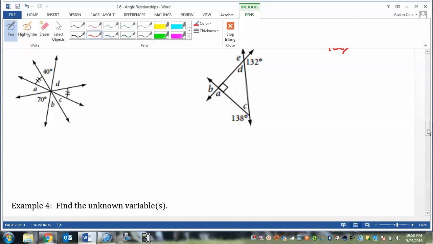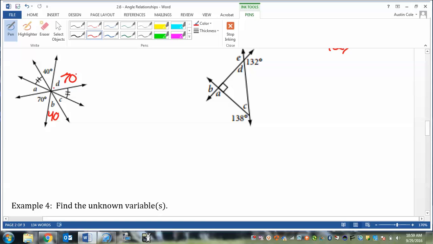Okay, what do you guys think? How'd you start it, Abby? B is a vertical angle of 40. Okay. So since B is a vertical angle of 40, it is also 40. What'd you do next, Abby? And then 70 is the vertical angle of B. So that's also 70. Okay.